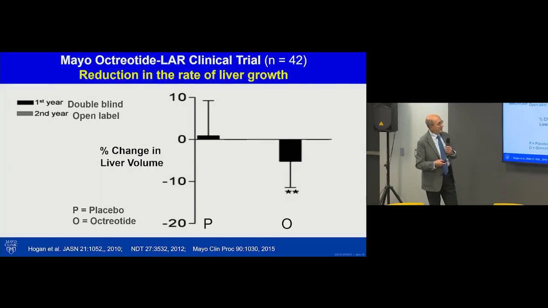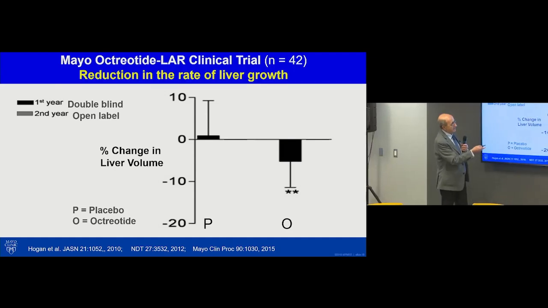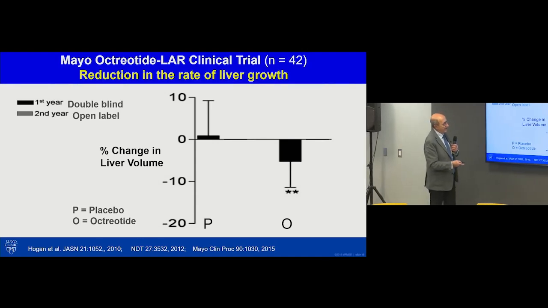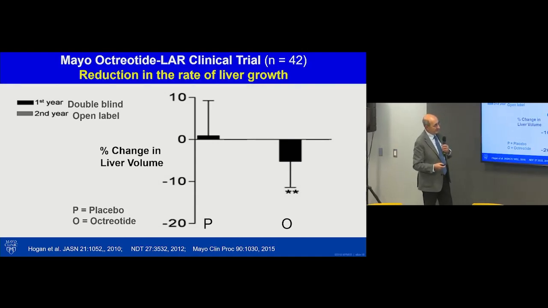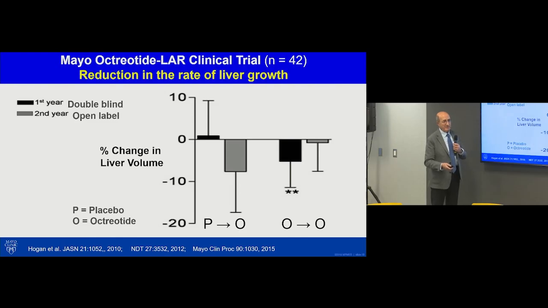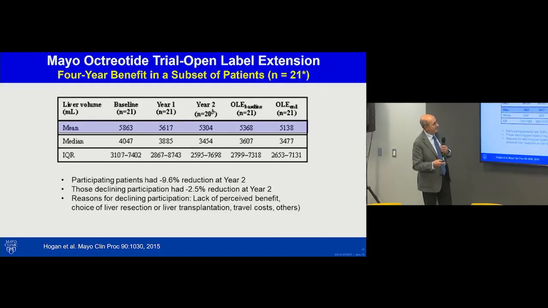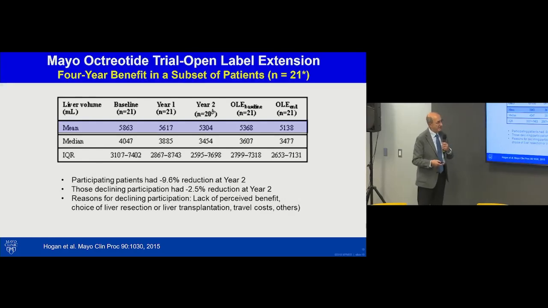This is the study from Dr. Hogan. The first year of the study was double-blind and randomized. During this first year of the study, the liver volume decreased in the patients treated with octreotide by about 6%, whereas the liver volume continued to increase in the patients not treated with octreotide. During the second year, all the patients went on active treatment, and in the patients that had been treated with placebo before, the liver volume started going down, and in the patients that had been treated with octreotide, there was a slight further decrease, but not as much as during the first year. And some of these patients were continued to be treated in open label extension.